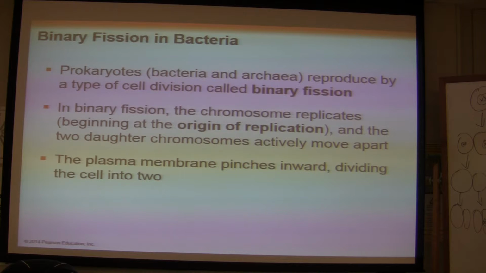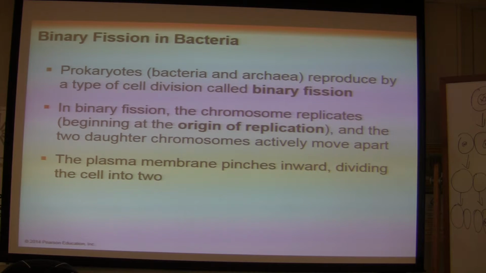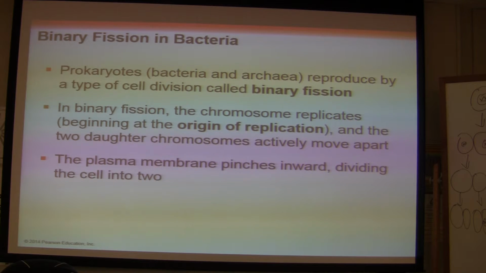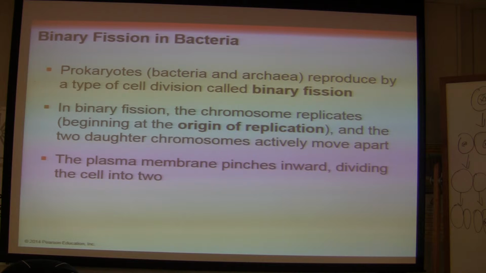In binary fission, the chromosomes replicate. Yes, they have to replicate, just like eukaryotic cells, beginning at the origin of replication. Two daughter chromosomes actively move apart. The plasma membrane pinches inward, dividing the cell into two. That's it. Very simple. Bacterial division is not as complicated as eukaryotic division.